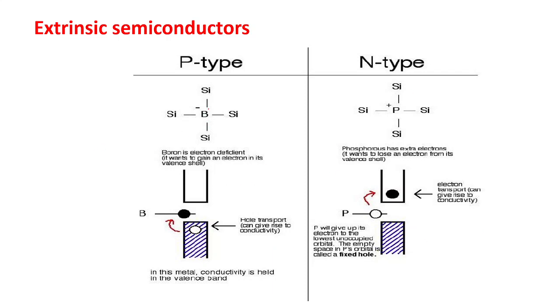Now, how it works. We make a p-type material using boron. There is an extra hole now available in this doped material. If there is an extra hole, it wants to complete the outermost orbit and fill its valency, so it wants an extra electron in its valence shell. In this case, the conductivity will be held in the valence band.